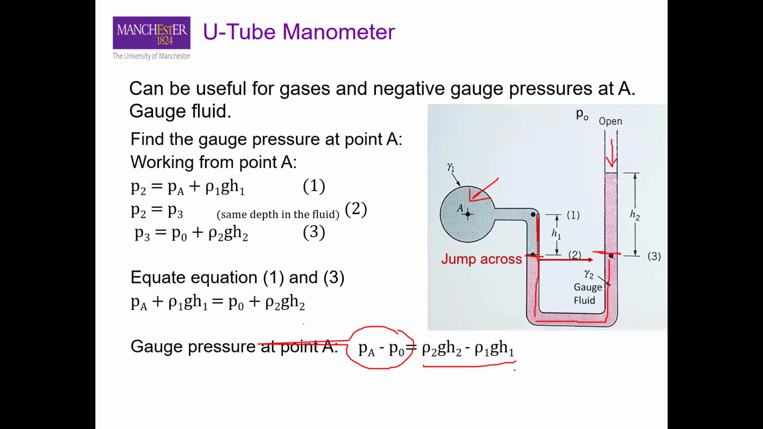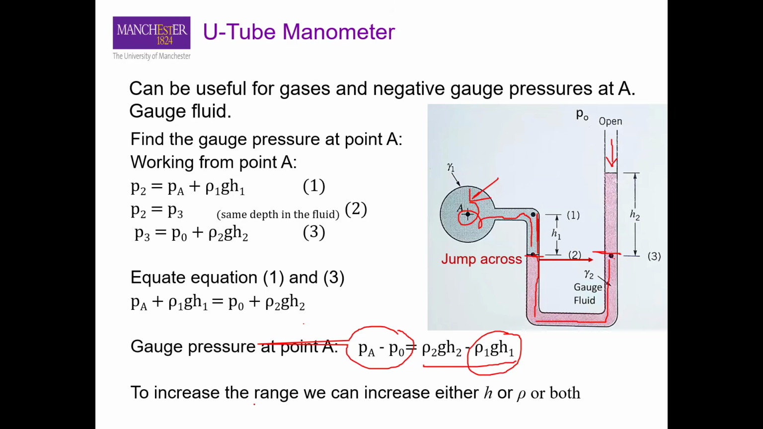So let's say if instead of liquid here you actually have a gas in this gray area, and we know that the density of gas is way smaller, almost 3 orders of magnitude smaller than the liquid. So we can actually neglect this term here, and then we can just write that PA minus P naught is equal to ρ2 g h2. Okay, so that is for the case when you are using this U-tube manometer for a system with a gas in the system.